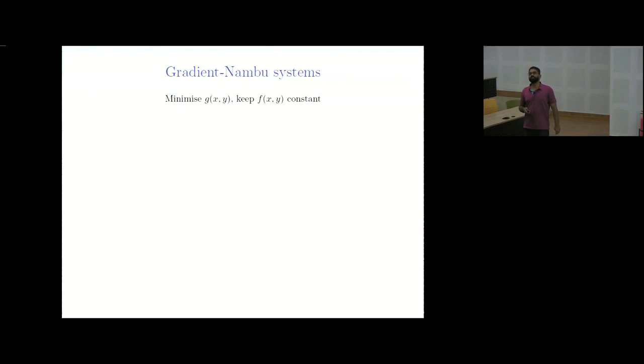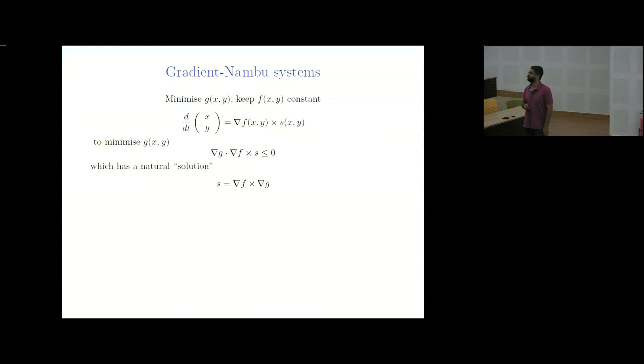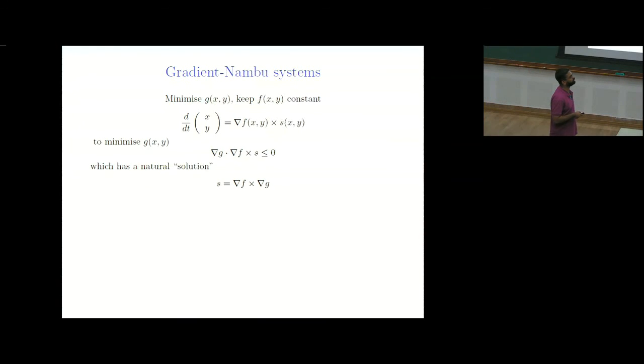So like I said, I want to minimize g of x,y, and I want to keep f of x,y constant. So allegedly, Nambu tells me I should look for something like this, right? It should be the cross product of the gradient of the thing I want to keep constant, times something. And I don't know what that is. But I want S such that it should minimize g. So what I really want is, if I take the dot product of this entire differential equation with the gradient of g, I want this thing to be a negative definite quantity. It turns out this has a very obvious solution if you stare at it long enough, that S should actually be the cross product itself of the gradient of f and g.